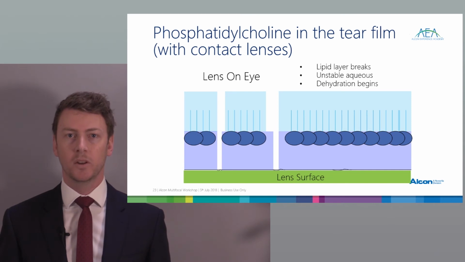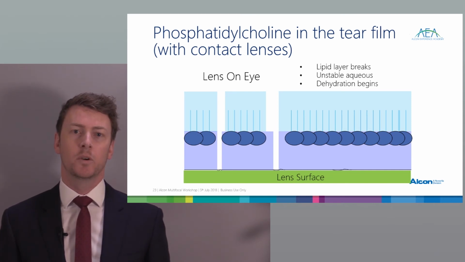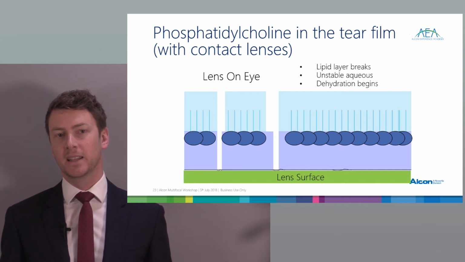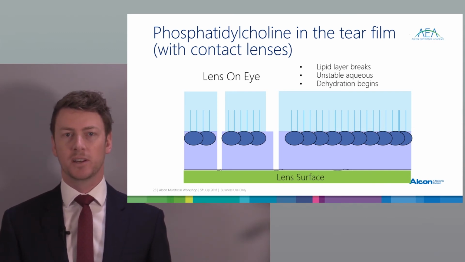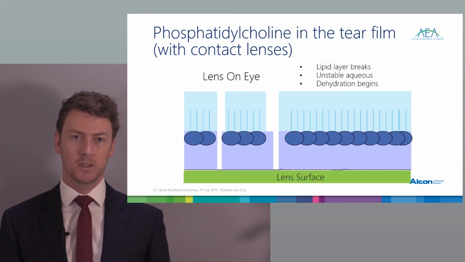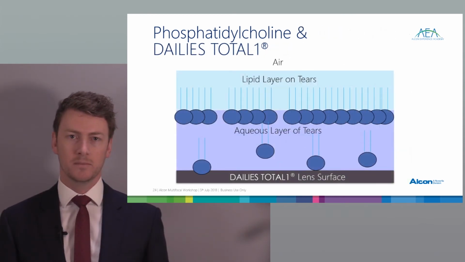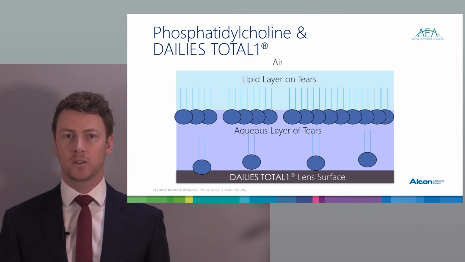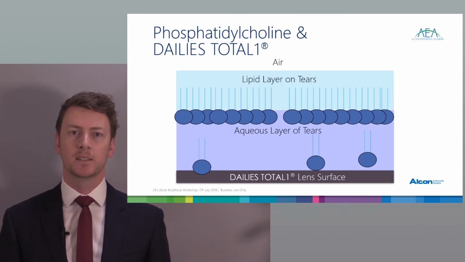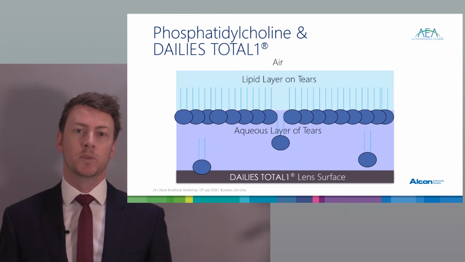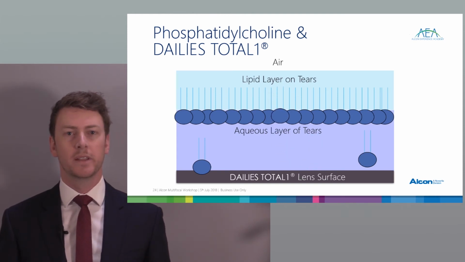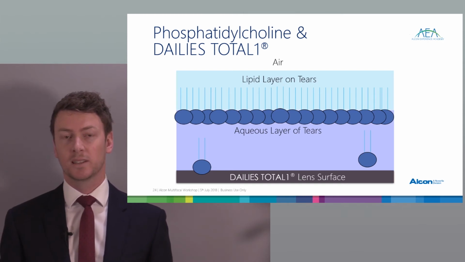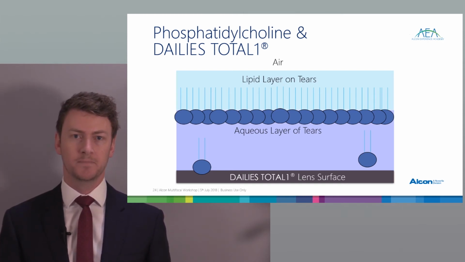So, going back to looking at our tear film, now with the contact lens on the eye, that destabilized phospholipid layer might not be able to be repaired without access to as much free-floating phosphatidylcholine. And again, that might lead to dryness, dehydration, and potentially deposits over time. However, with Daily's Total 1, because it contains phosphatidylcholine, there is plenty of phosphatidylcholine to be eluted from the lens whenever there's an osmotic gradient.